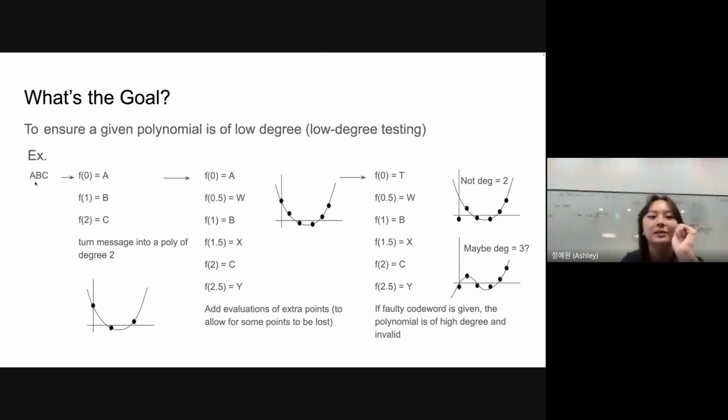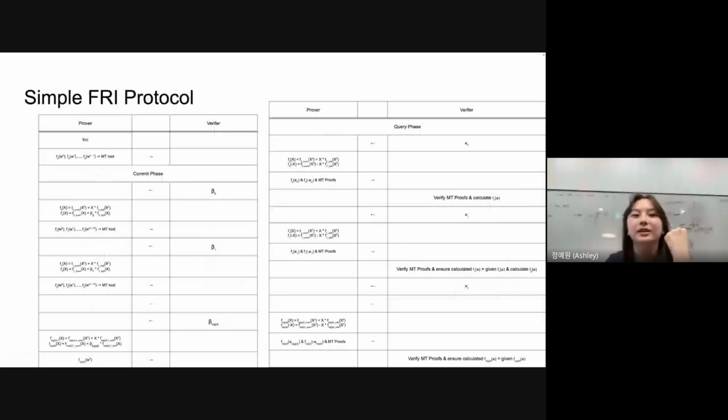If we have a given message, then we can create a polynomial from this message. In this case, the polynomial is of degree 2, like these 3 points possibly. Then we can add extra evaluations on the same degree polynomial and pass this on to the verifier to be checked. If one of these points is not shown to be valid by the verifier, it means the polynomial is possibly of a higher degree, which invalidates the given codeword. So that's the goal of the Fri protocol, low degree testing.